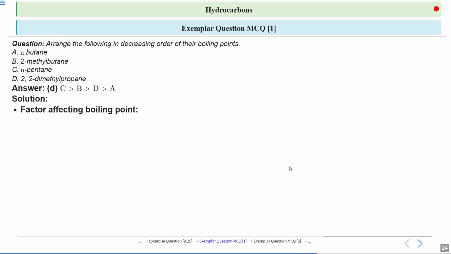To solve this, we need to consider the factors that affect the boiling point of alkanes. So the first key factor is the molecular mass. Generally, as the molecular mass increases, the boiling point also increases. This is because larger molecules have more surface area, leading to stronger van der Waals forces.